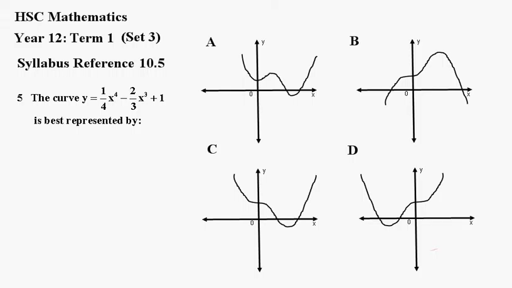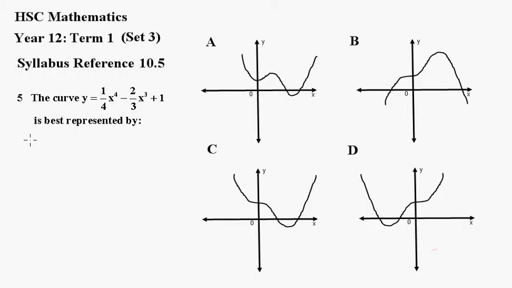Number 5. The curve y equals a quarter x to the fourth minus 2x cubed plus 1 is best represented by A, B, C, or D. Now we'll differentiate this a couple of times just to have a look at it. That should give us some information about the curves.